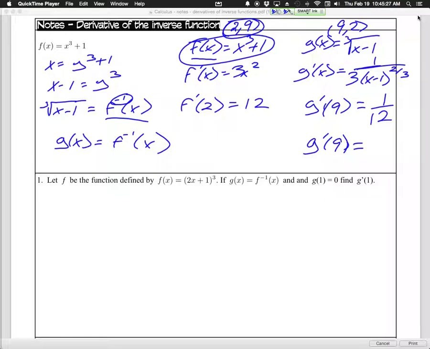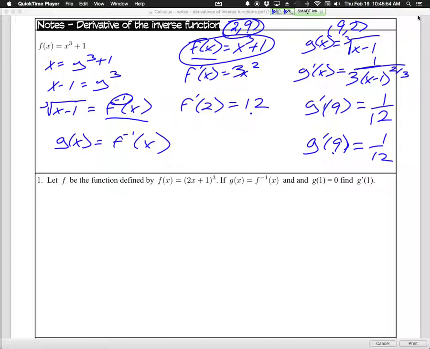Here's what we've got. We need to realize that 9 is the x value of the inverse, which means it is the y value. I've got to have the x value that goes with that y value. Once I have the x value, then I take the derivative and plug in that x value, which gives me this. Once I have this, what do I do to get my answer? Then I take the reciprocal to get the 1/12. Okay? That's what's going on there.